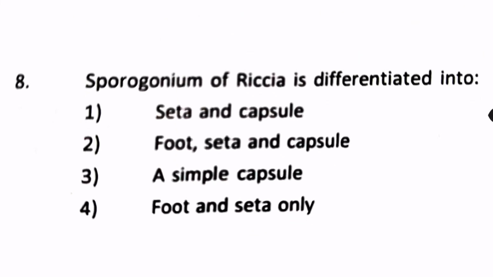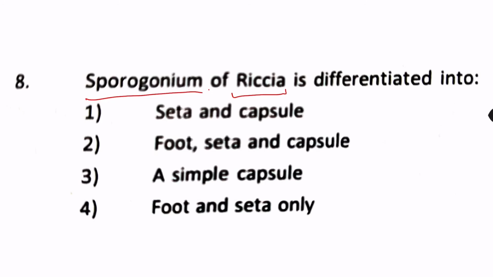Next question. The sporogonium of Riccia is differentiated into? Riccia is the most primitive kind of moss, and the sporophytic structure of Riccia doesn't have the foot and seta. They only have a capsule.